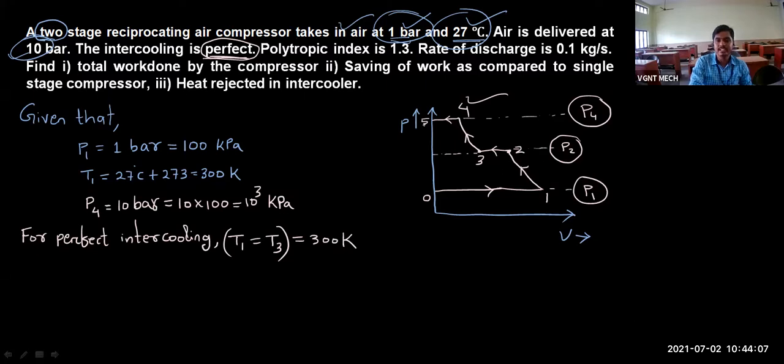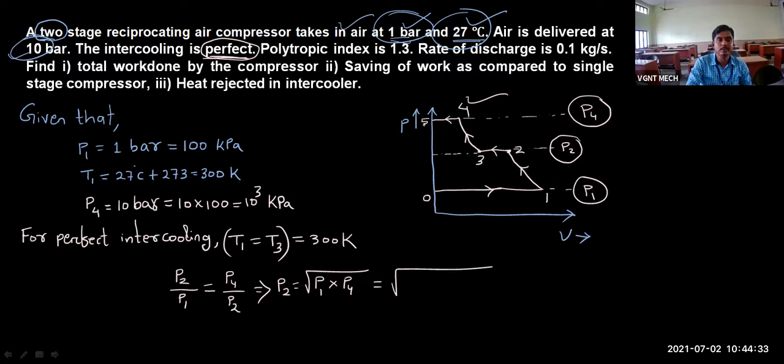For the first stage, the pressure ratio is P2 by P1. So P2 by P1 is equal to, for the second stage, what is the pressure ratio? P4 by P2. If we multiply this, what do we get? P2 equal to square root of P1 into P4. So we will calculate P2, which is equal to square root of, what is P1? P1 is 100 kilopascal. What is P4? P4 is 10 to the power 3 kilopascal, or 1000 kilopascal.